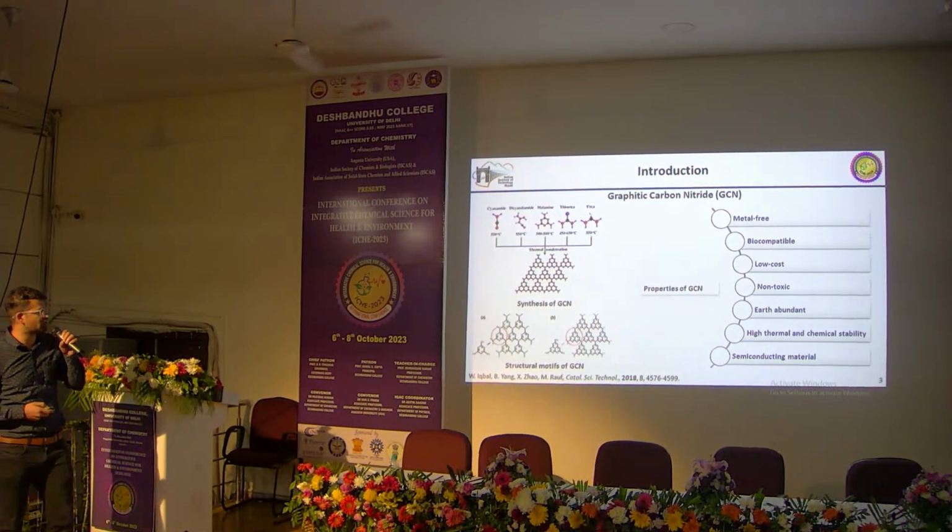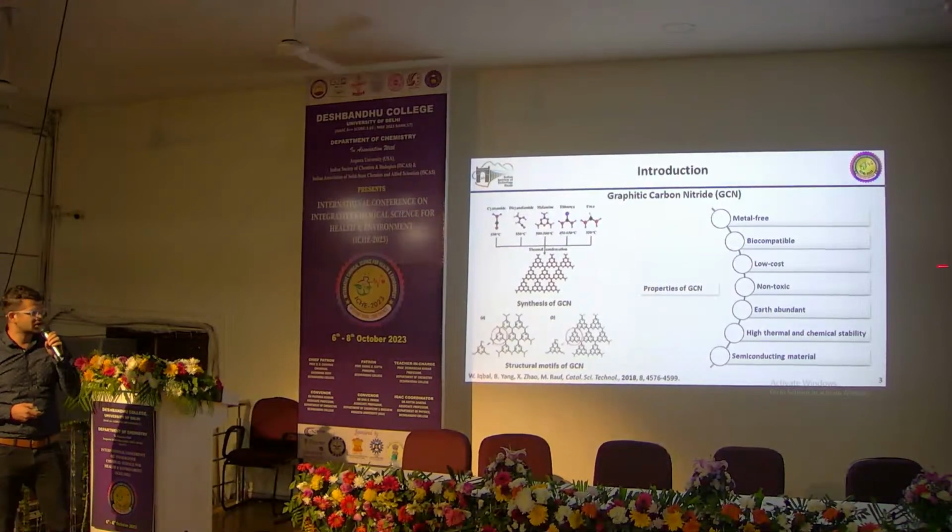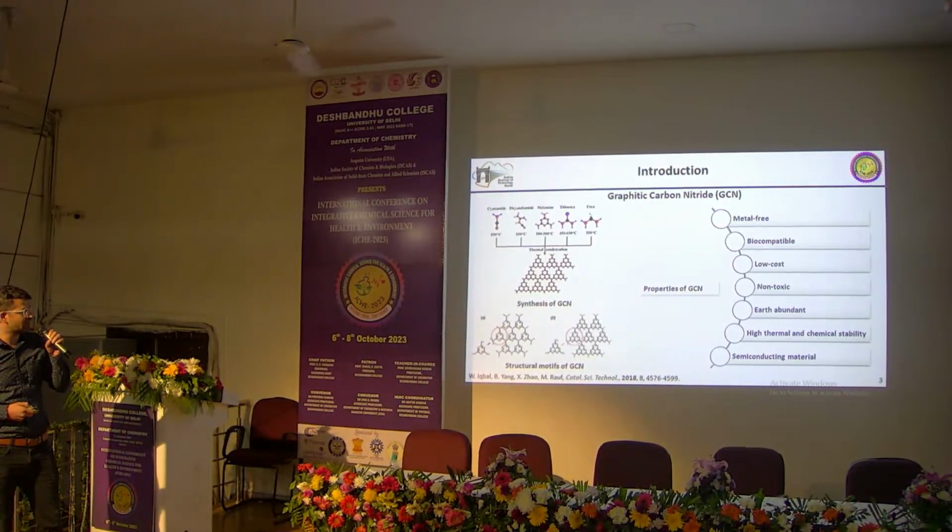These are some properties of graphitic carbon nitrides. They are metal-free catalysts. They are biocompatible in nature. They are produced from low cost precursors. They are non-toxic, made from earth abundant elements. They have high thermal and chemical stability, and they are semiconductor materials.